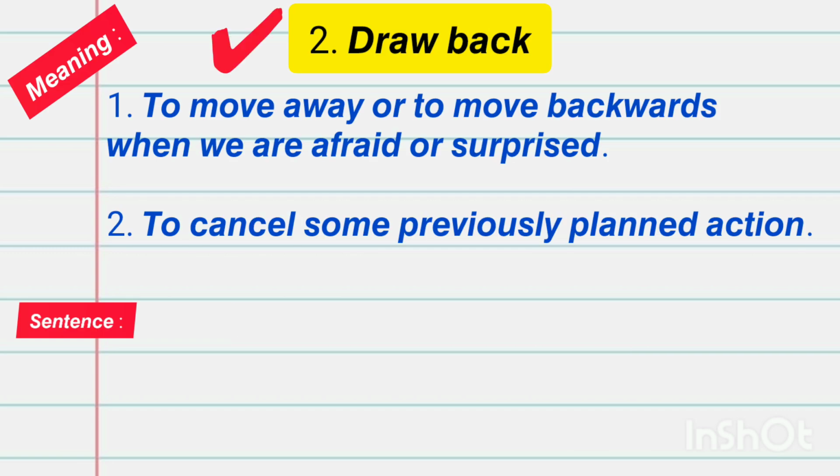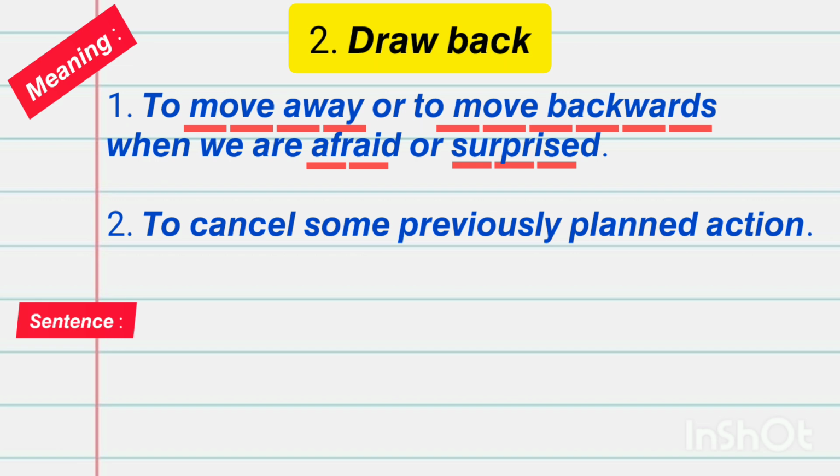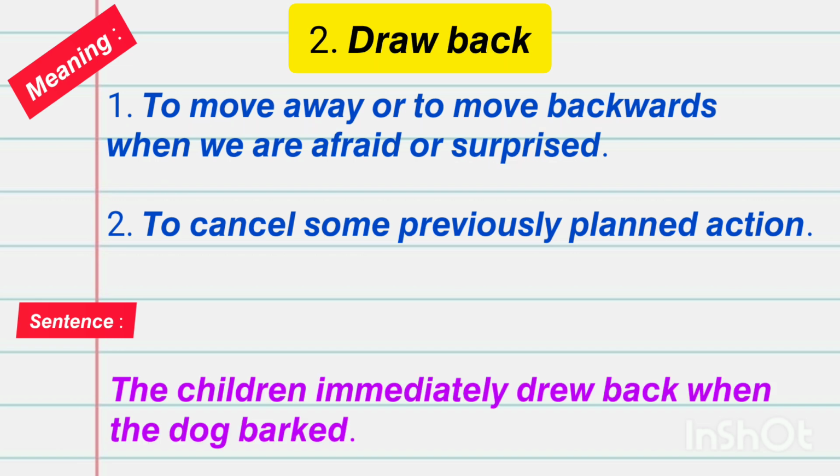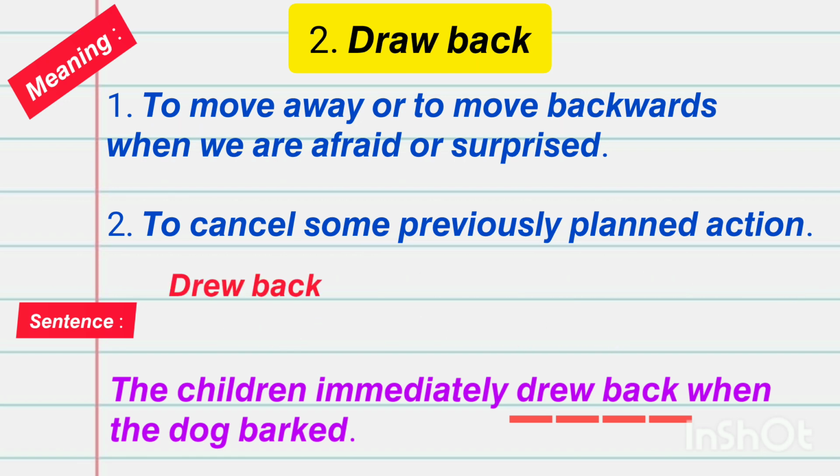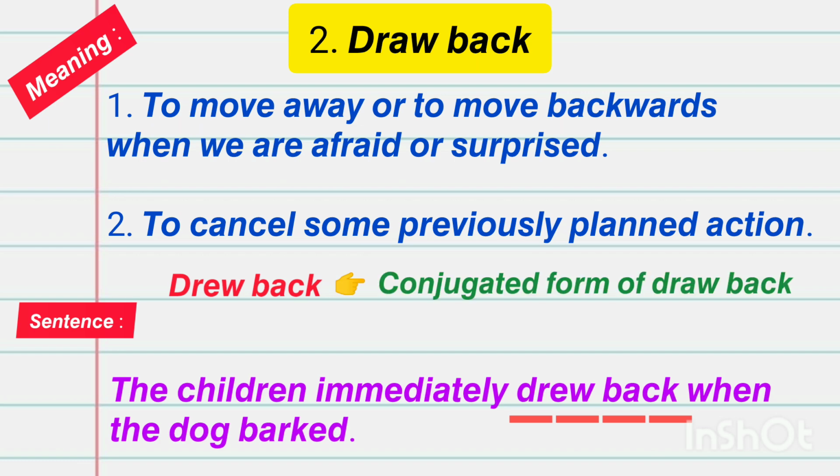First meaning of draw back is to move away or to move backwards when we are afraid or surprised. Example, the children immediately drew back when the dog barked. So the children got afraid when the dog started barking and they drew back, that is, they moved away from that place. Drew back is the conjugated form of draw back in simple past tense.